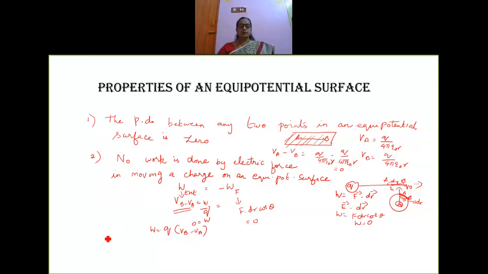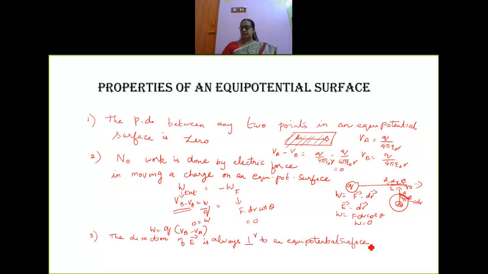Now we move on to the third property of an equipotential surface, which is also very important. Now we talk about the direction of electric field. So how will the electric field be on an equipotential surface? Now the direction of electric field is always perpendicular to an equipotential surface. So this is what I have proved here.